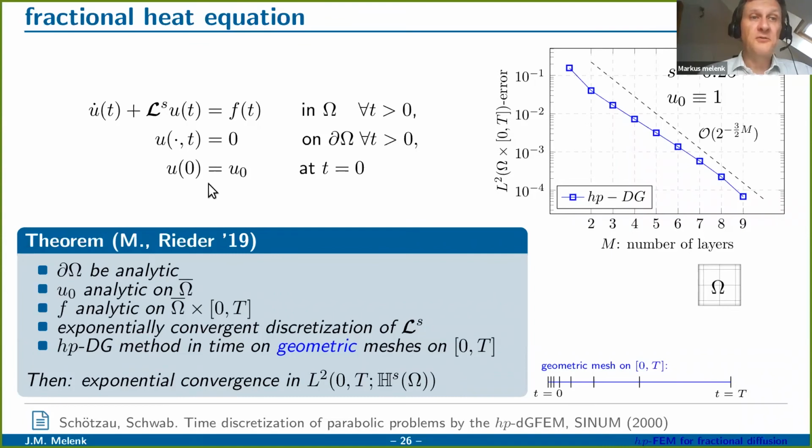Okay, so what is the new feature here? The new feature here is that at time t equal to 0, one actually has a singularity that is typical of these parabolic problems. So one needs to do again a mesh refinement towards t equal to 0. And what we propose here, following Schötzau and Schwab, is actually to do a geometric mesh refinement towards time t equal to 0, because the solution has an algebraic singularity there.